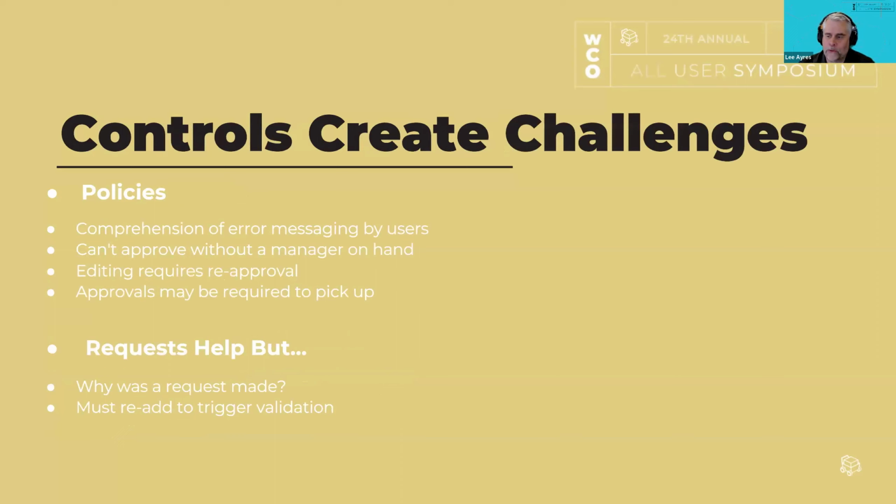However, these controls do make some things a little difficult. For example, our policies: we have heard you time and again, and we understand that the error messages we give can be somewhat off-putting for your customers. We also note that if you have an override, you cannot save the allocation unless there is a manager on hand to hit that button and override those policies.